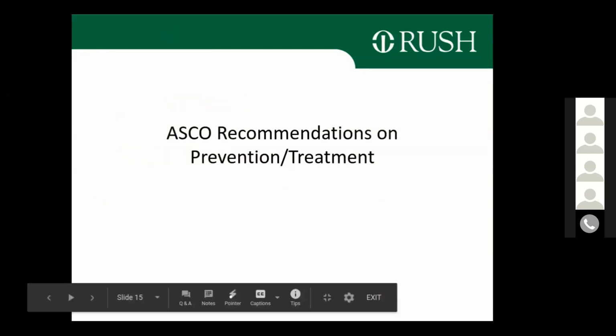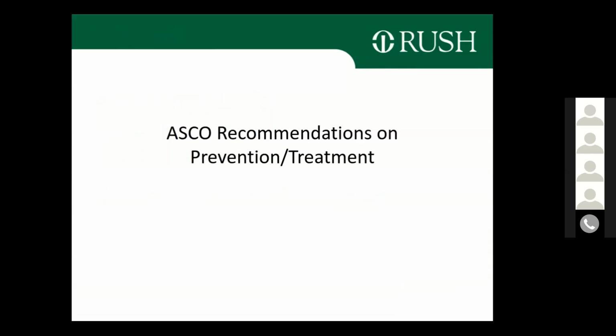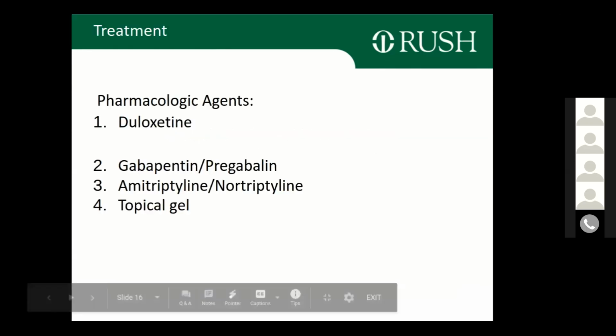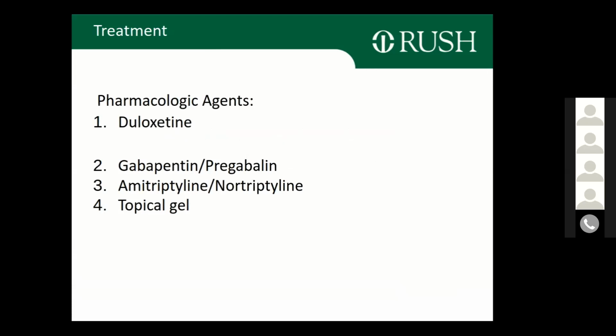All right, so as I was putting this together, ASCO, the American Society of Clinical Oncology, just put out recommendations on the prevention and treatment of chemotherapy-induced peripheral neuropathy. This was actually published two weeks ago, so fresh off the press. Talking about treatment first, the short answer is there's one agent that's been proven to help with the pain from the peripheral neuropathy, and that's duloxetine, or Cymbalta.